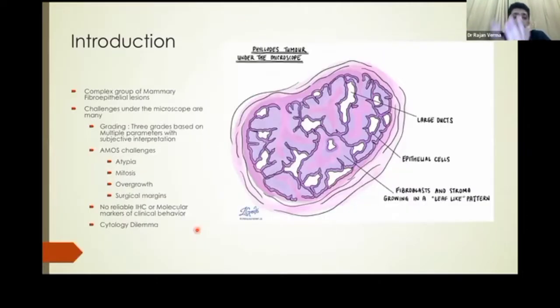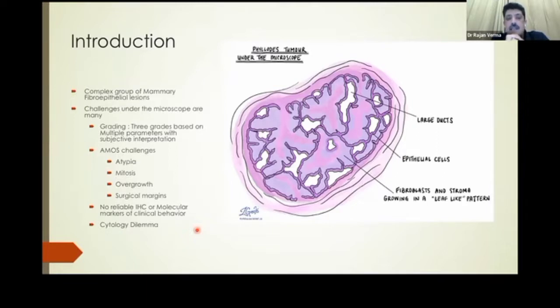So, as an introduction, as we know, we have come a long way in this discussion, but I'll just touch it up quickly. We know that it's part of a complex group of mammary fibroepithelial lesions. It has large ducts with epithelial cells, and there is a stroma with a classical leaf-like pattern. The challenges which we face under the microscope are many in phyllodes. To start with, the grading. It has 3 grades with multiple parameters, all with subjective interpretation. So I'll touch upon some quick points on how to evade these subjective interpretations and how to be precise.